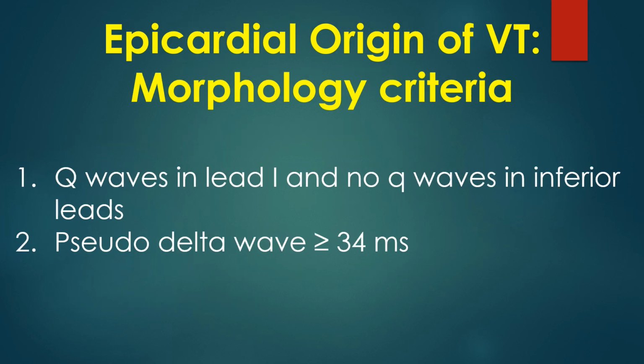Morphology criteria for epicardial origin of VT on ECG are: 1. Q waves in lead 1 and no Q waves in inferior leads. 2. Pseudo delta wave more than or equal to 34 milliseconds.